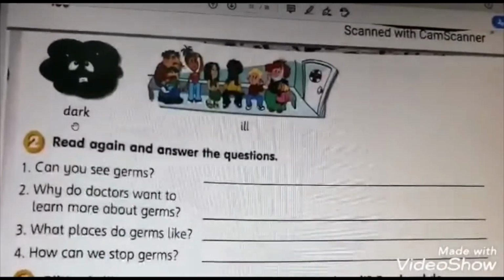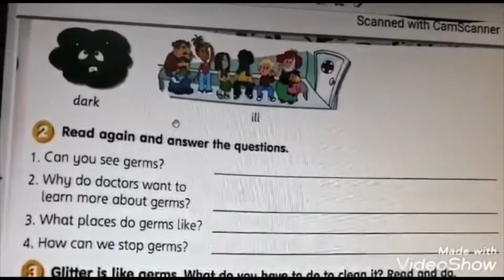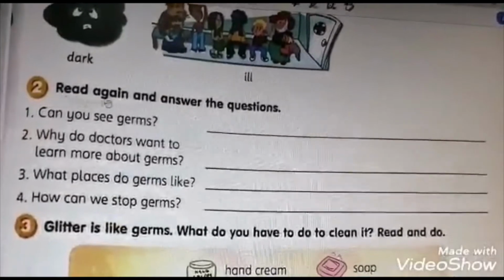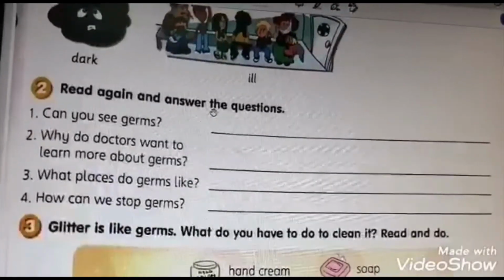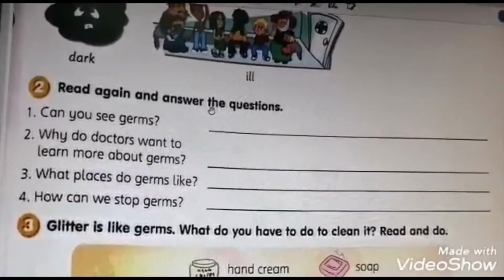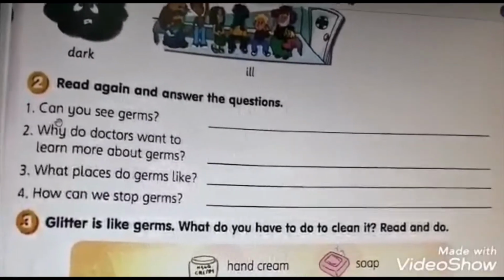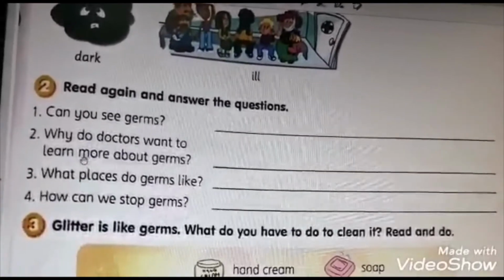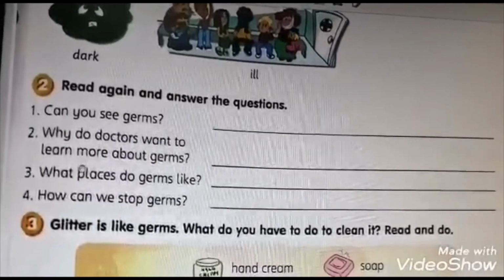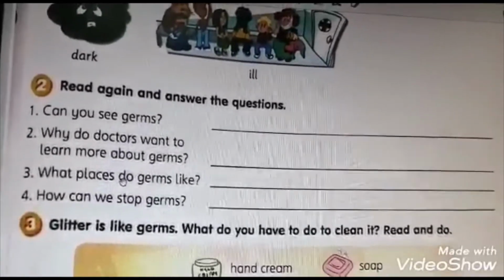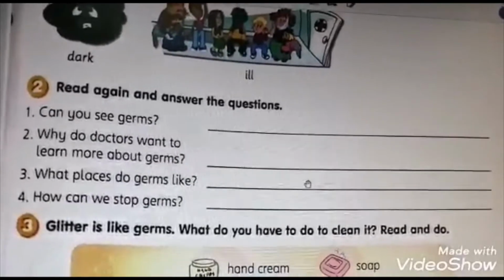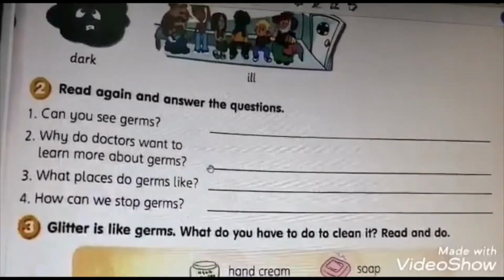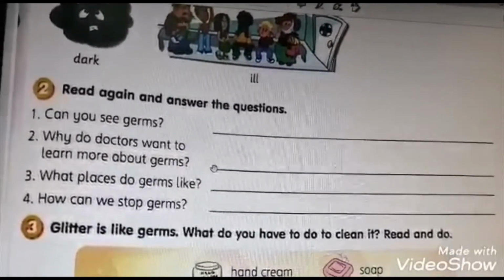Look at the top of the page. Dark. Look at this picture. Ill. Activity 2, read again and answer the questions. So we already learned about what are germs. And now look at these questions. Can you see germs? Why do doctors want to learn more about germs? What places do germs like? Yes, can you tell me what places germs like? Yes, germs like to live in warm, wet, and dark places.